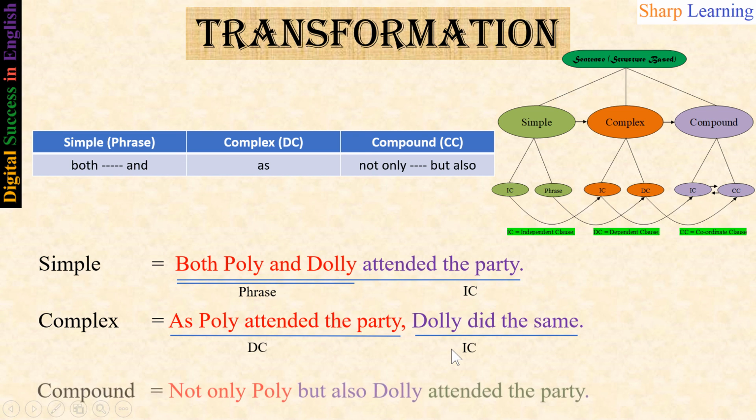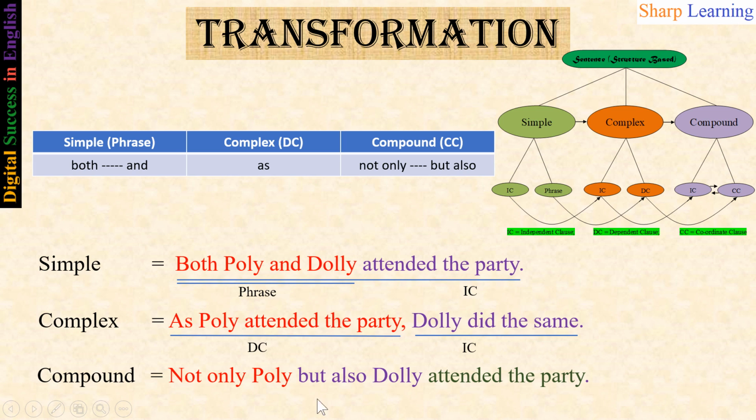So how is it compound? Using not only but also. Not only Polly but also Dolly attended the party. The full sentence is in this way. Not only Polly attended the party but also Dolly attended the party. This is the full sentence, but in shortcut form we have used it here. See here, IC and that is CC.